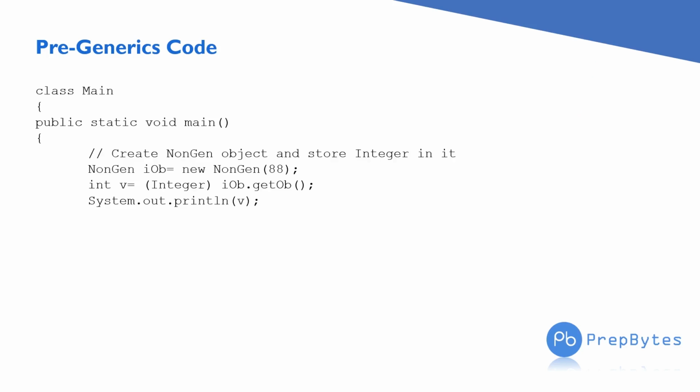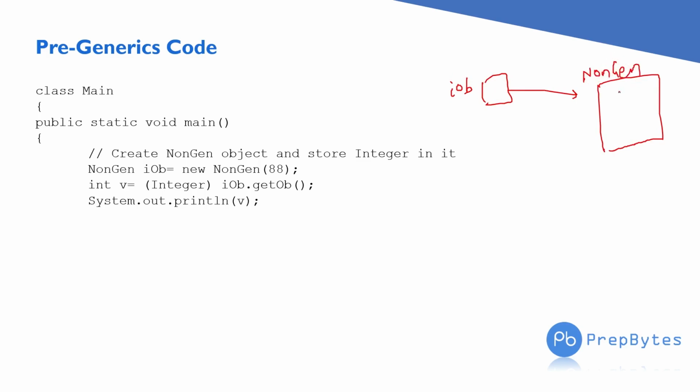Now in my main class, what will happen? In the main function, I will create a NonGen object and store an integer in it. So, NonGen iOb. Now iOb is nothing but a reference variable, and it is referencing a newly created object, which is of the class NonGen.